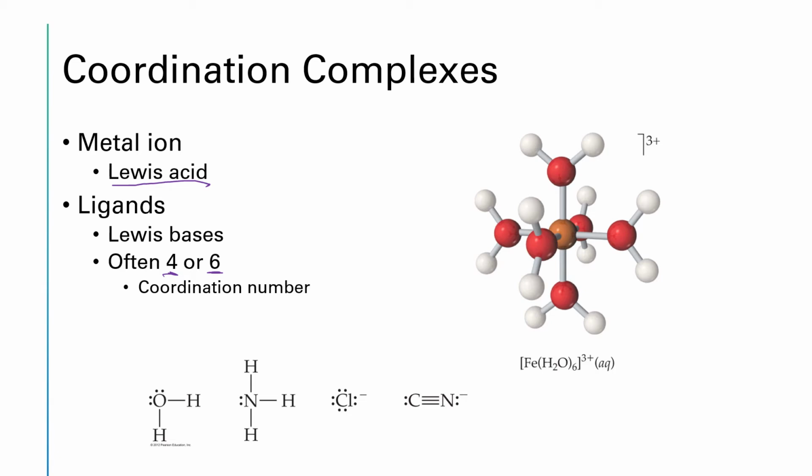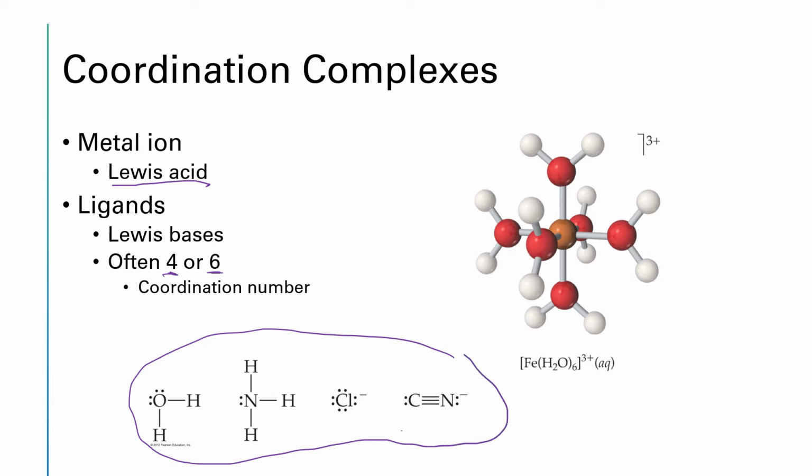Down here at the bottom, we're showing these different chemicals. We've got water and ammonia, the chloride ion, and the cyanide ion. These are all compounds that can act as ligands because they have lots of electron pairs on them. Water has 2 of them, ammonia has 1, chloride has several, and then cyanide's kind of interesting because it can attach at the carbon or it can attach at the nitrogen.